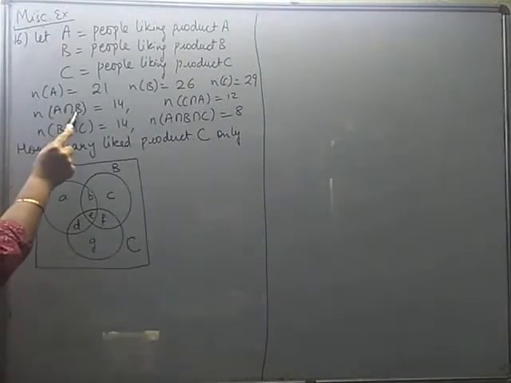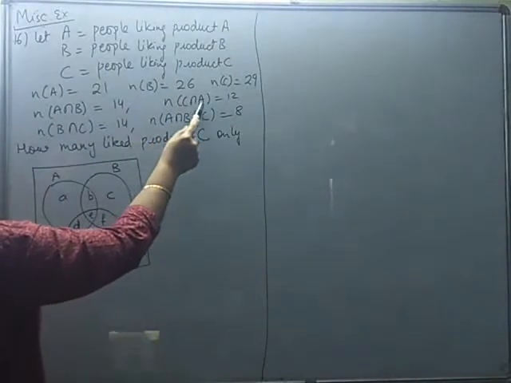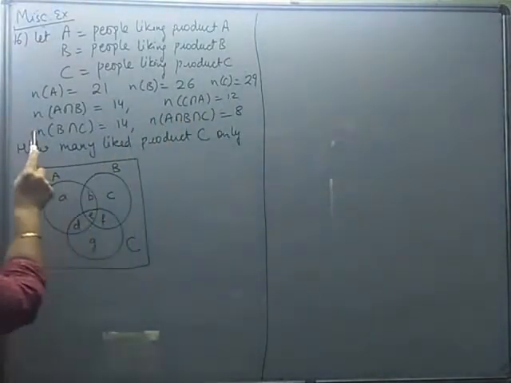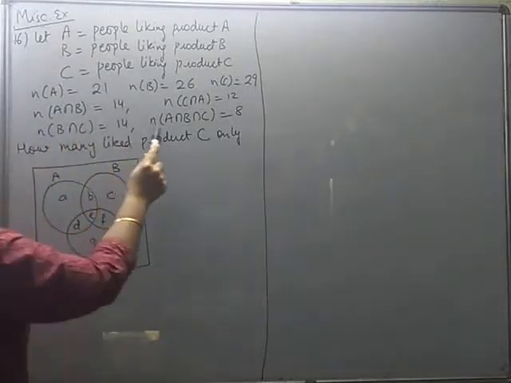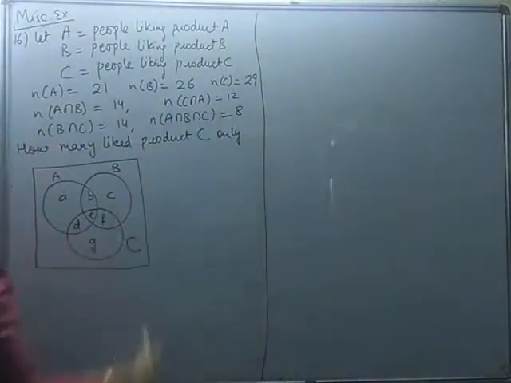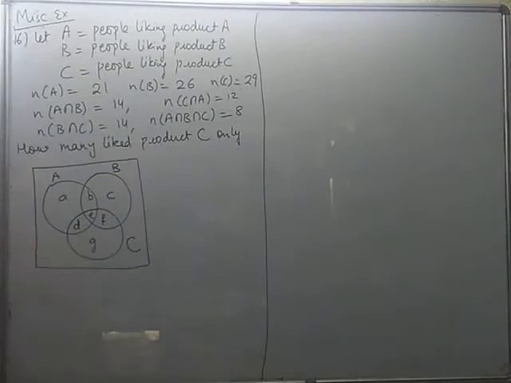Those who like both A and B, such people are 14, and the number of people liking both products C and A is 12, and the number of people liking both products B and C is 14. And those who like all the three, they are 8. Now using these conditions, we have to find how many liked product C only.